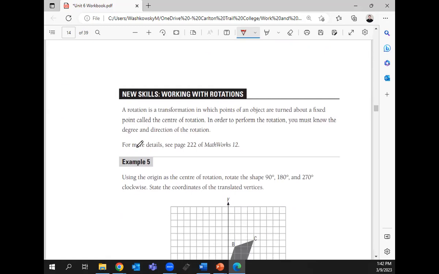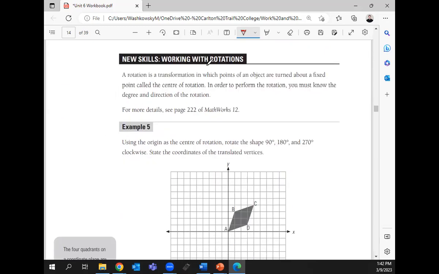Everyone else is given 3, so I think we'll keep going then. We'll go straight to rotations.